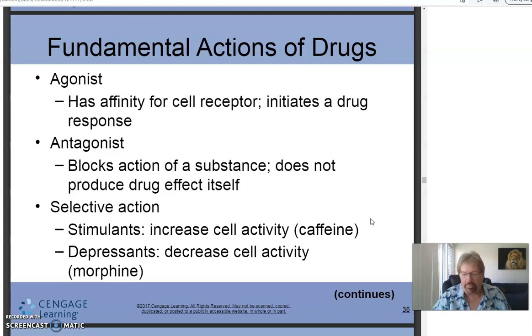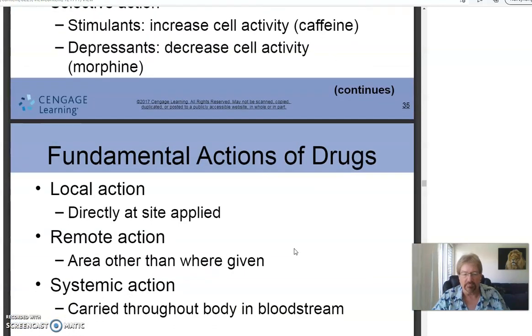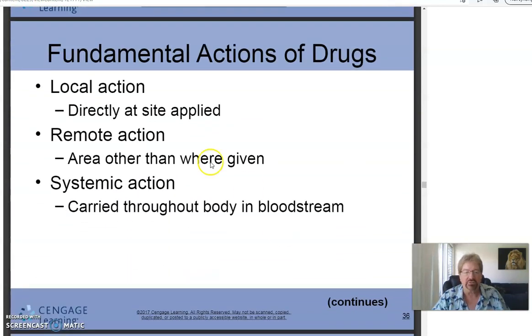Okay, this is where we left off with the previous video. Agonists, antagonists, selective action. Stimulants increase cell activity, like caffeine and coffee. Depressants decrease cell activity, such as the painkiller morphine. Fundamental action of drugs: local action, directly at the site. Remote action, an area other than where given. Systemic action, carried throughout the body by the bloodstream.